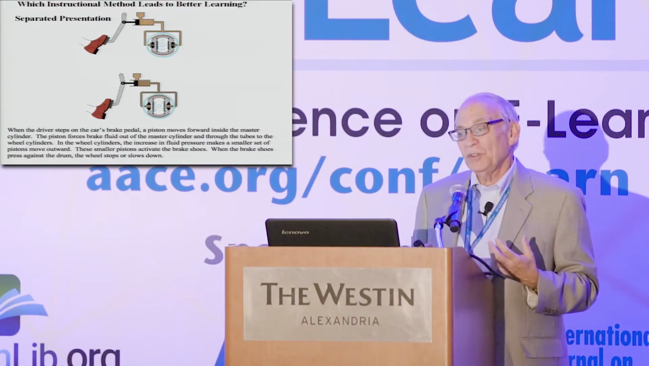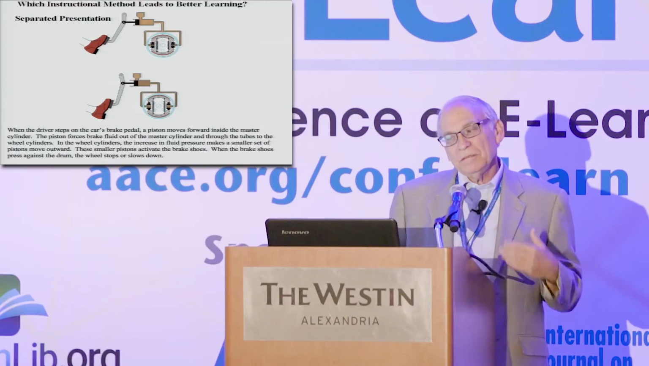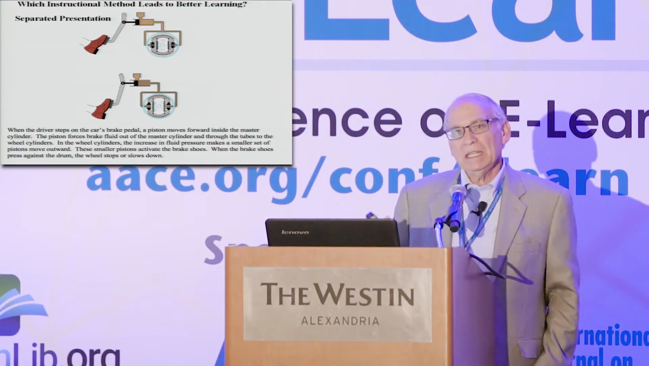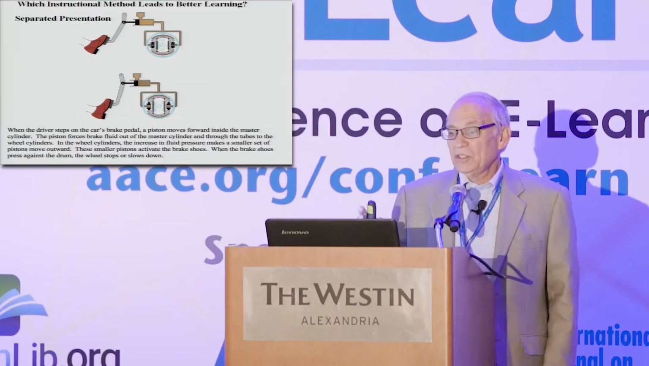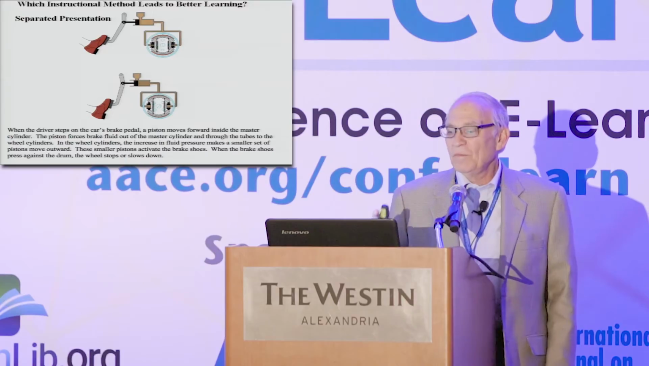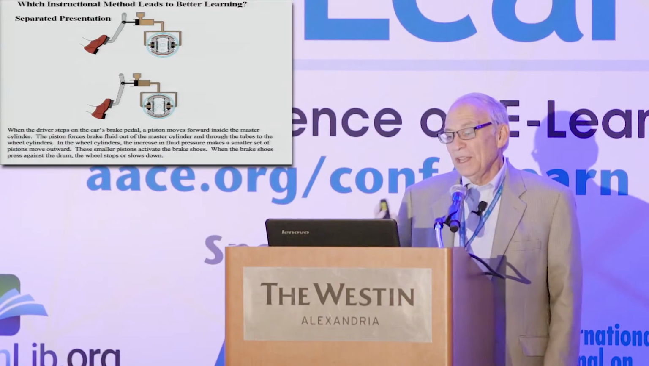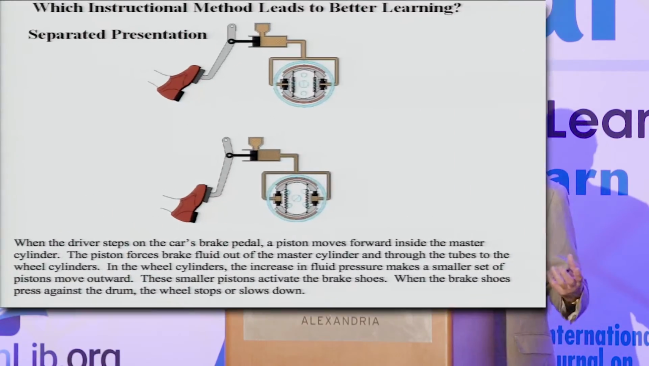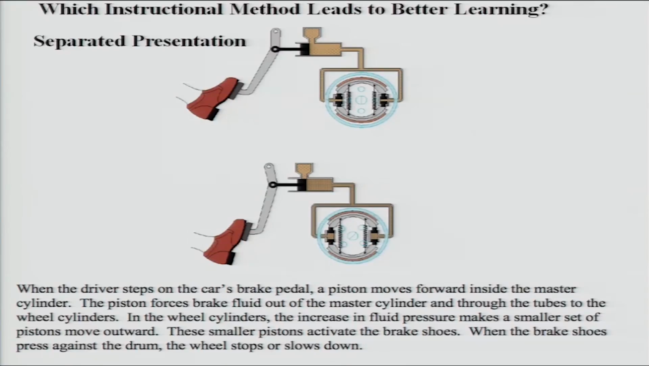This is the spatial contiguity principle. So consider a slide here that's explaining how a braking system works. It shows the braking system before you step on the brake pedal, and the bottom one shows you after you step on the brake pedal, and then the caption at the bottom explains what's going on. This is a common way of presenting information in a figure. I call it separated presentation because the words are separated from the graphics they're talking about. And the problem with a separated presentation is you have to scan back and forth.